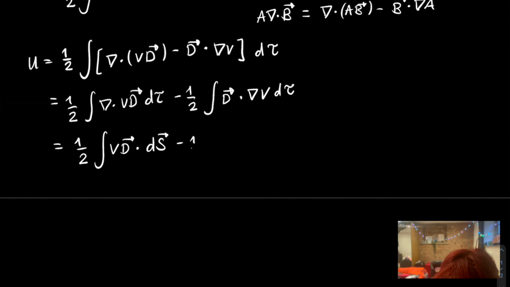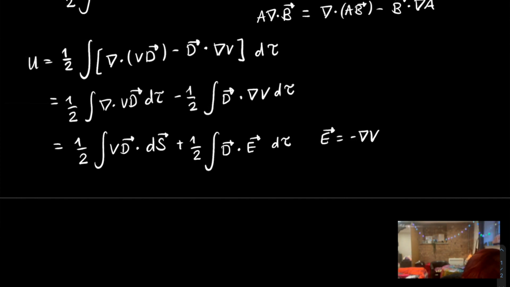For the second integral, instead of writing del V, we can simply write this as E, because E is equal to minus the gradient of the potential. When we do that, we get a minus sign, which changes this minus sign into a plus sign, and we get D dot E integrated over the volume. So we have two parts to our integral right here. Let's look at this integral in a little more depth.